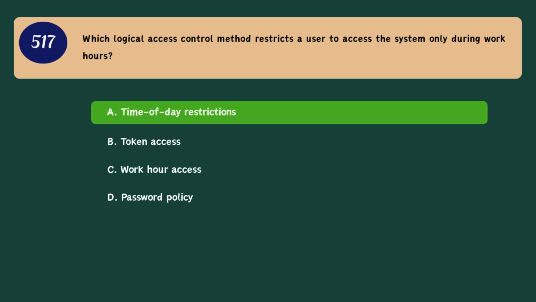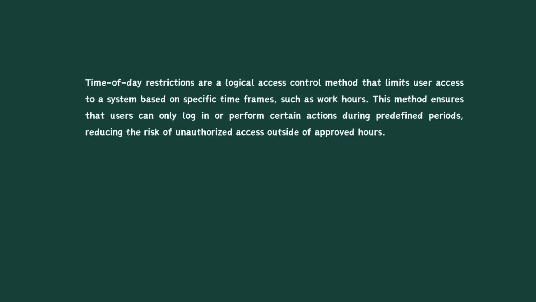Correct answer: A. Time of day restrictions. Time of day restrictions are a logical access control method that limits user access to a system based on specific time frames, such as work hours. This method ensures that users can only log in or perform certain actions during predefined periods, reducing the risk of unauthorized access outside of approved hours.